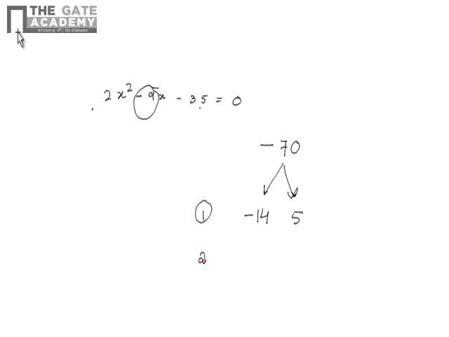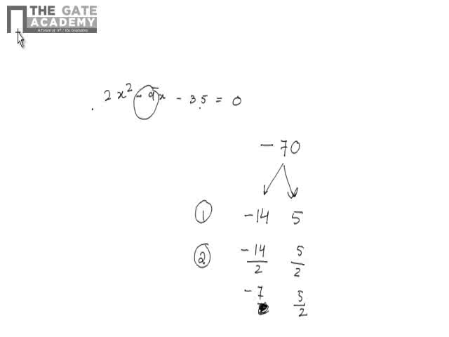This is the first step. Now the second step: if you have any coefficient in x square, that is a, and the value of a is more than 1 or different than 1, then you'll have to divide these two values by that coefficient. If you have only x square, then you can skip this step. But here the coefficient of x square is 2. So I'll divide these two by 2. Okay, so I'll get minus 7 and 5 by 2.